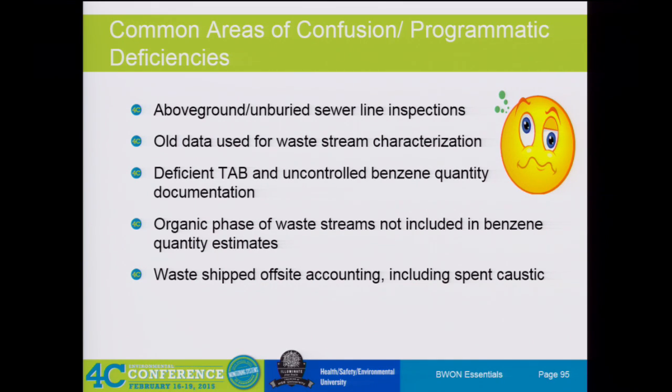Waste shipped off site accounting, including spent caustic. Everybody know that spent caustic is specifically listed out in B1? Are you accounting for that? It can also be an end of line point, because most of the time you're selling your spent caustic, shipping it off site. So just make sure that you're capturing that piece. But spent caustic, it's really low in benzene most of the time, and it's really hard to sample. Nobody wants to sample it. So this is a really good case where you can use an estimation on the benzene quantity. Okay?